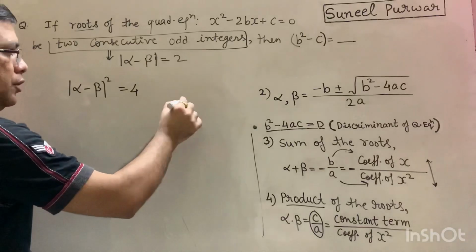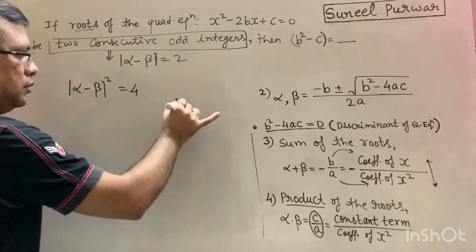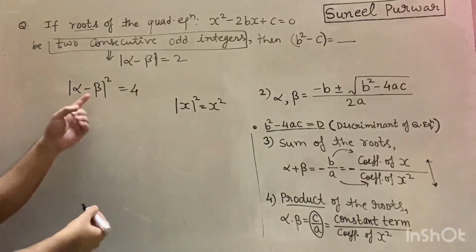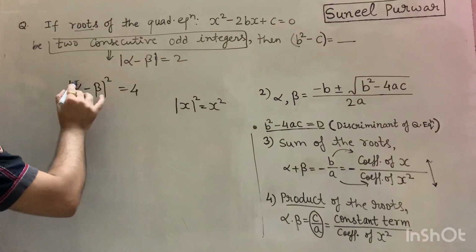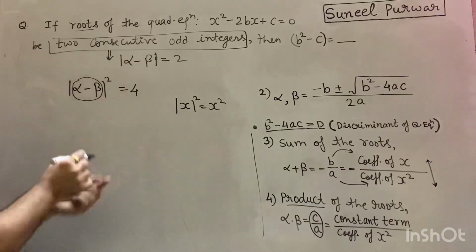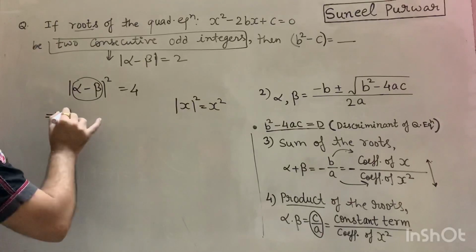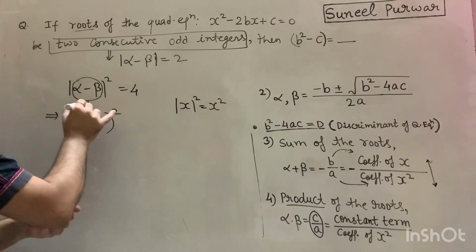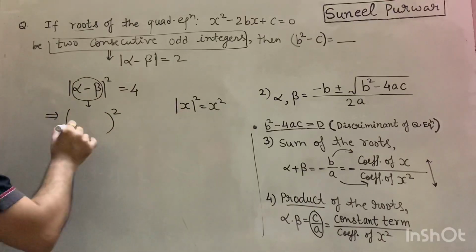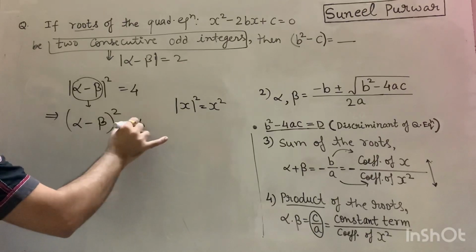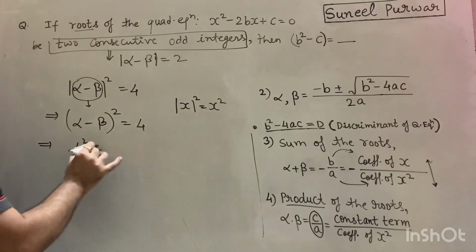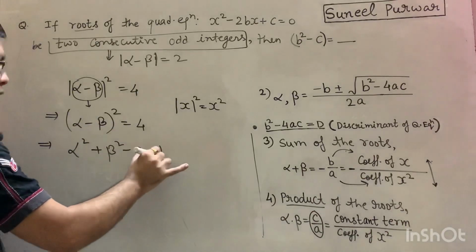Now, you can recall mod of x whole square is nothing but x square. So, using this property, square of mod x you can write as simply x square. What is that x? Alpha minus beta. In place of x, you see alpha minus beta. Compare with this property, equal to 4. Now, open the square. Alpha square plus beta square minus 2 alpha beta equal to 4.